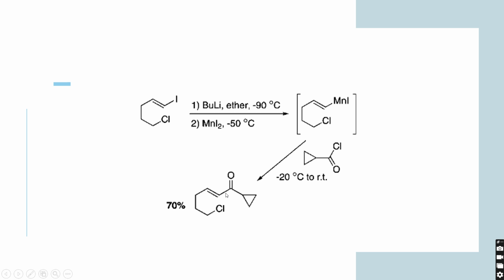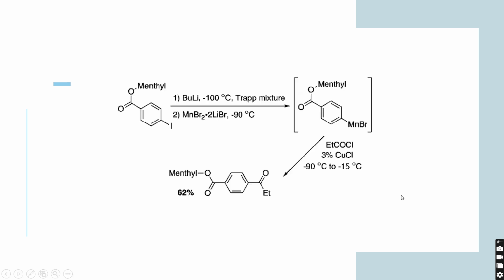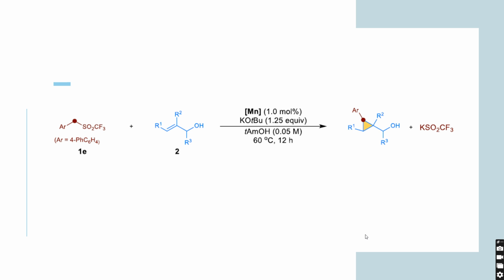Then we moved to organomanganese reagents, and we saw how at first the vinyl iodides undergo metal-halogen exchange in presence of butyl lithium, and then that undergoes reaction with organomanganese complex, and it acts as a nucleophile to get added to electrophilic substrates to give these types of cyclopropane carbaldehydes or cyclopropane ketones. And another similar reaction we discussed in presence of organomanganese reagents.